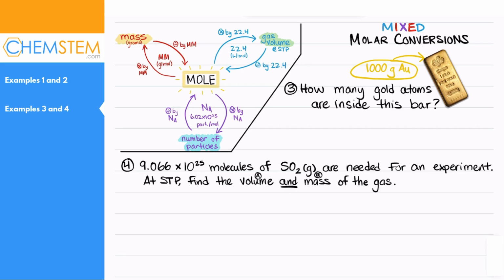For the first one, we are given a mass of gold, pure gold, 1,000 grams or 1 kilogram. So we're starting off with mass. And it asks us to determine how many gold atoms are inside this bar. So we would divide by the molar mass to get into moles, and then we would multiply by Avogadro's number to get number of particles.